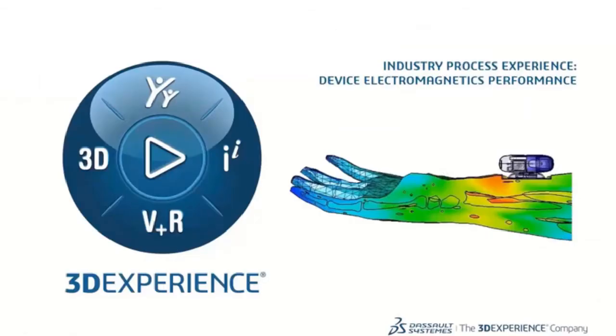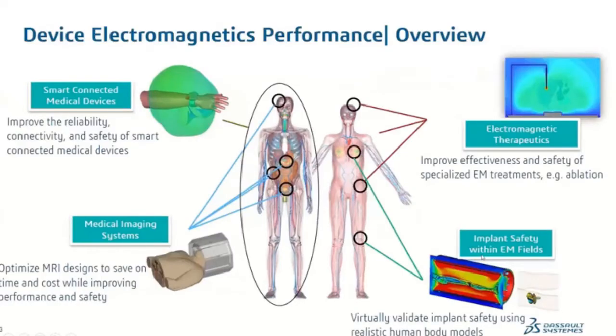Let's take a look at our second solution of interest today, which is device electromagnetics performance. So there are essentially four classes of applications that use electromagnetic simulation as shown here. Let's go counterclockwise from the top left. As we've already seen, medical devices are becoming increasingly more sophisticated and can in fact be thought of as smart connected devices where 24/7 connectivity is critical for patient diagnostics and remedial response. Here we use electromagnetic simulation to ensure their connectivity, reliability, and safety.